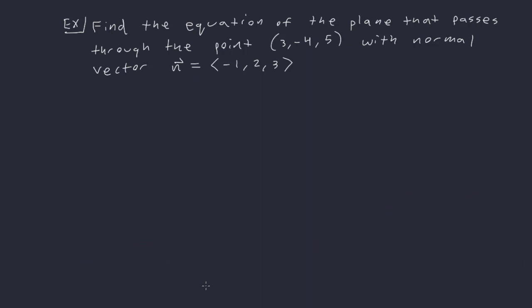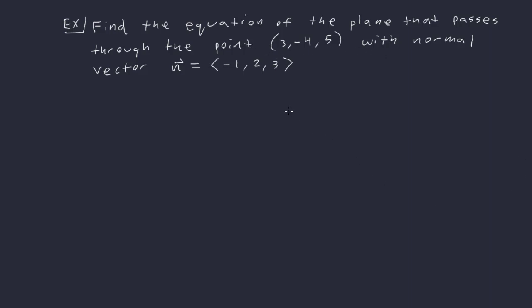All right, so for this example, let's find the equation of the plane that passes through the point 3, negative 4, 5, with a normal vector n equal to negative 1, 2, 3. Now, hopefully here you're starting to see why I made such a big deal about how we notate points versus how we notate vectors. Points we use parentheses, vectors we use sharp parentheses.